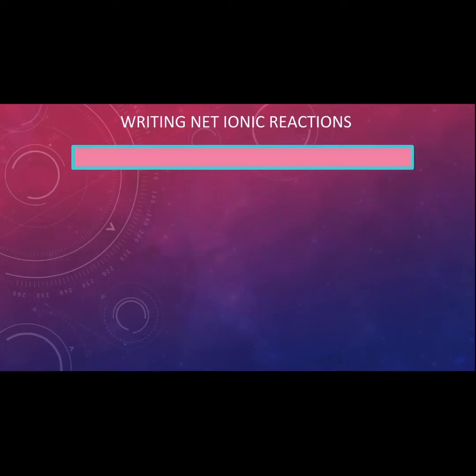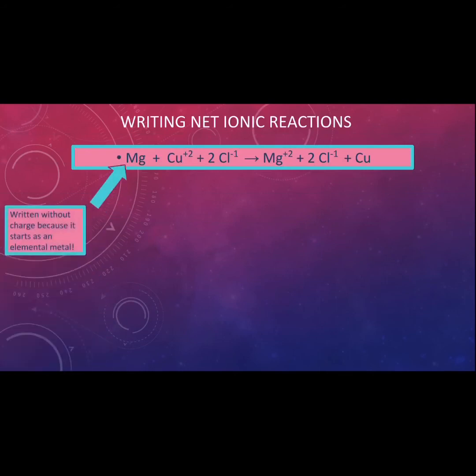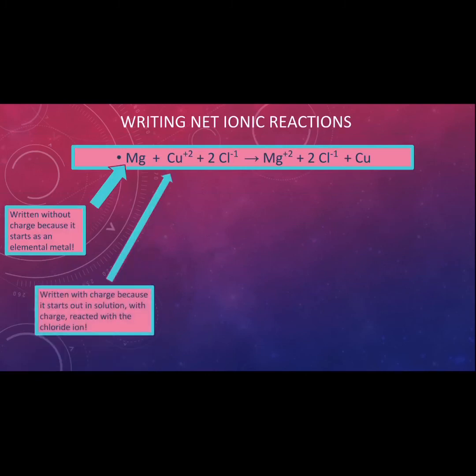So let's talk about writing the net ionic reaction. Here's my ionic reaction. This one is written without a charge because it starts as an elemental metal. It's coming straight from the periodic table. This one is written with a charge because it started out in a solution, right? It wasn't a single element by itself. It was a compound that was in a solution.